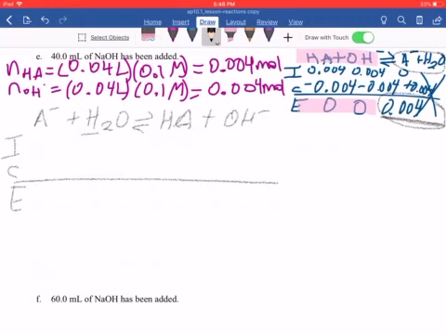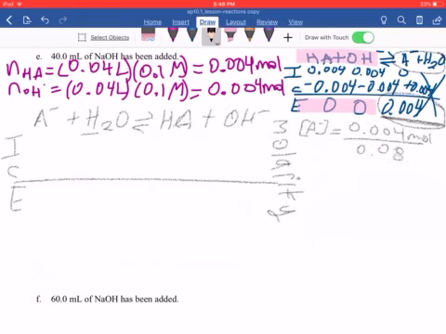All right, and so let's go ahead and use molarity for this ice table. So we're going to use molarity instead of moles, just to make our lives a little bit easier. And so our molarity of acetate is the moles divided by the total liters. So we have 0.004 moles, and our total liters is 40 plus 40, and so that's going to be 0.08 liters. And so when you divide that in your calculator, you should end up with 0.05 molarity. So I'm going to plug that in for the initial.